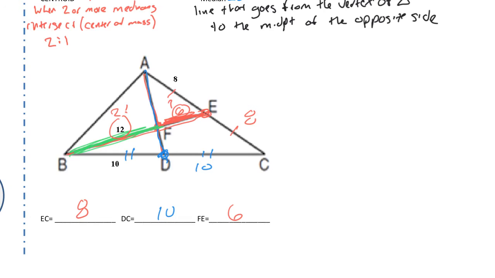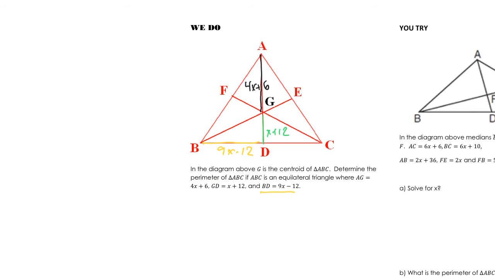Let's go to the inside right. In this question, in the diagram above, G is the centroid. So right when I see centroid, I'm thinking a 2-to-1 ratio. Determine the perimeter of the triangle if it's an equilateral triangle. Well, if it's equilateral, I know this side, BC, is the same as AC, and that's the same as AB. So all three of these sides are going to be the same. I see I got a 9x minus 12 here, but before I can figure out what that side is, I got to solve for x.